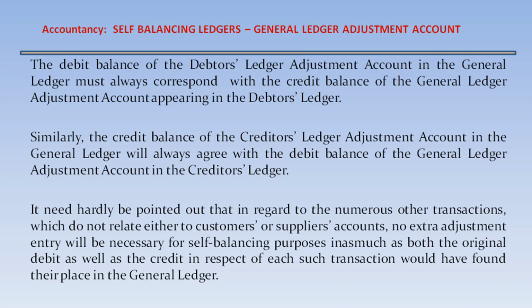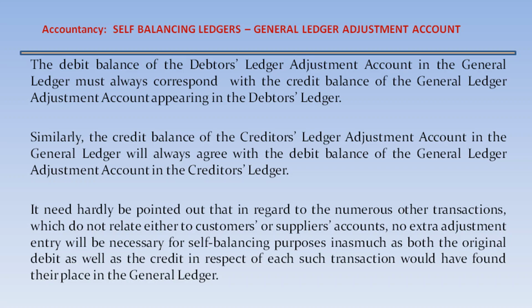The debit balance of the debtors ledger adjustment account in the general ledger must always correspond with the credit balance of the general ledger adjustment account appearing in the debtors ledger. Similarly, the credit balance of the creditors ledger adjustment account in the general ledger will always agree with the debit balance of the general ledger adjustment account in the creditors ledger.